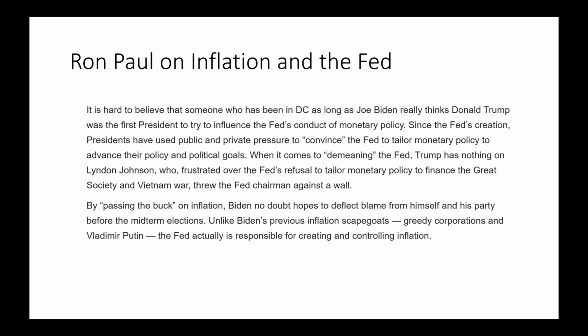Paul said it's hard to believe that someone who's been in D.C. as long as Joe Biden really thinks Donald Trump was the first president to try to influence the Fed's conduct of monetary policy. Since the Fed's creation, presidents have used public and private pressure to convince the Fed to tailor monetary policy to advance their, meaning the president's, policy and political goals. When it comes to demeaning the Fed, Trump has nothing on Lyndon Johnson, who, frustrated over the Fed's refusal to tailor monetary policy to finance the Great Society and the Vietnam War, threw the Fed chairman against a wall.